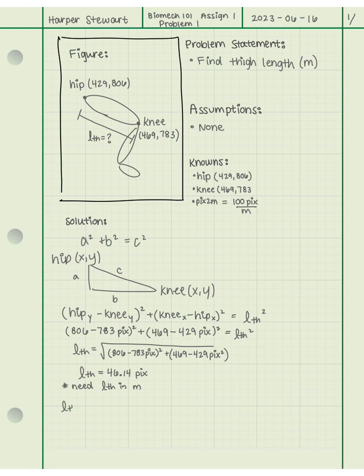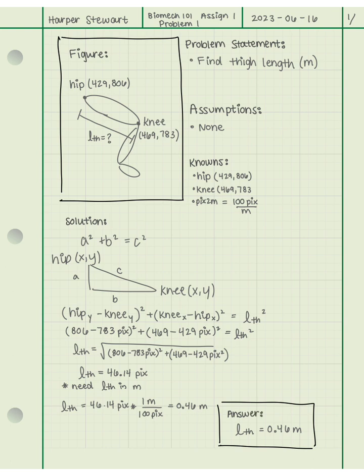So we're going to take our pixel to meter ratio and then multiply that by the 46.14 pixels. We need to make sure that we have the right units set up. So we're going to have pixels on the bottom and meters on the top. And then once we divide the 46.14 pixels by 100, you can see that we're left with 0.46 meters.